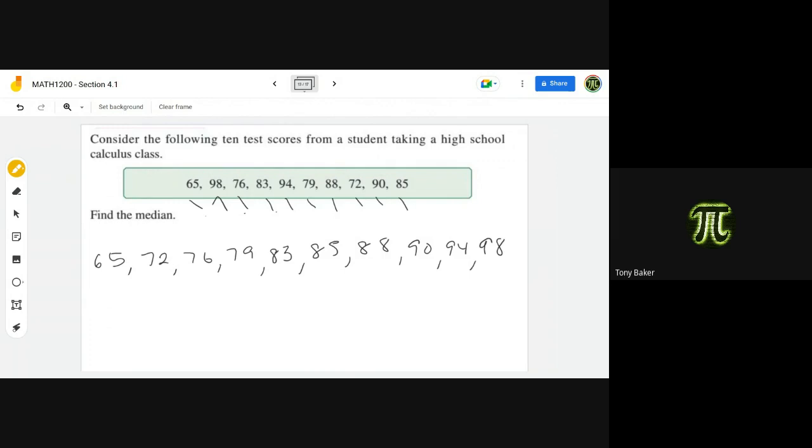I don't care how you find the median, in all honesty, how you actually go about crossing them off to the middle. I typically do this. Two left. So you're going to add those 2 and divide by 2. So 83 plus 85 divided by 2 is 84. And that's your median.